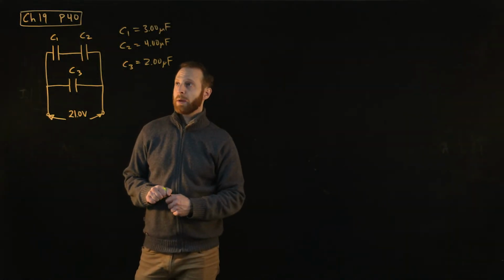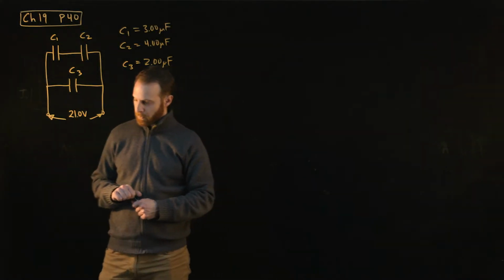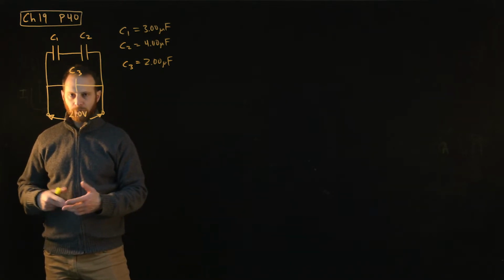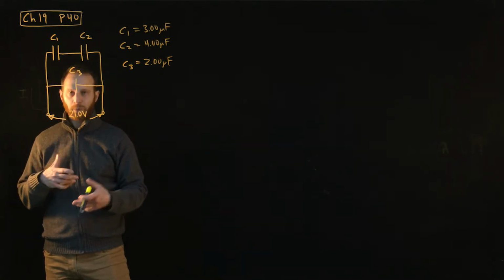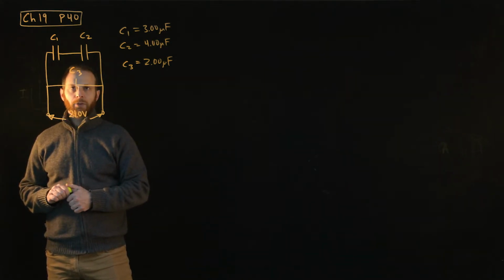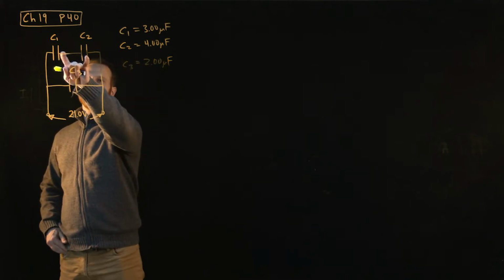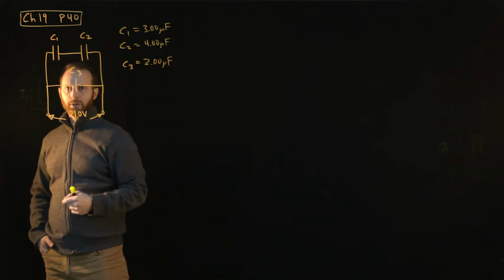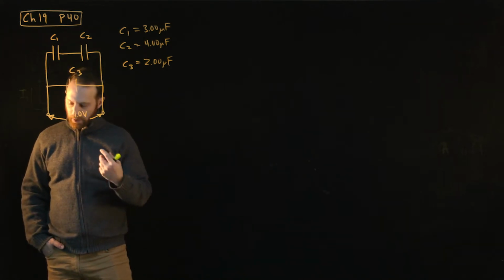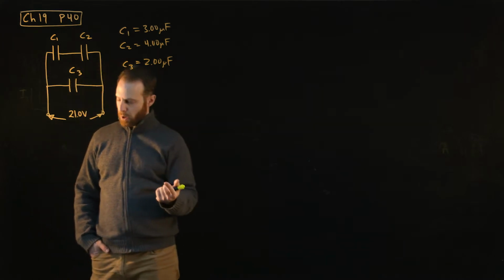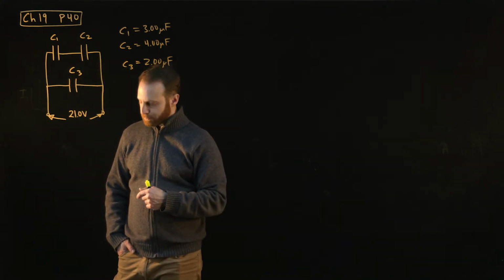All right, this is chapter 19, problem 40. And here what we're told is that there's a 21.0 volt voltage source applied across a whole network as drawn in this picture, with three different capacitors, right? These two capacitors are in series with each other. They in turn are in parallel with this capacitor C3. And we are tasked with figuring out the voltage across each capacitor and the charge on each capacitor as well.